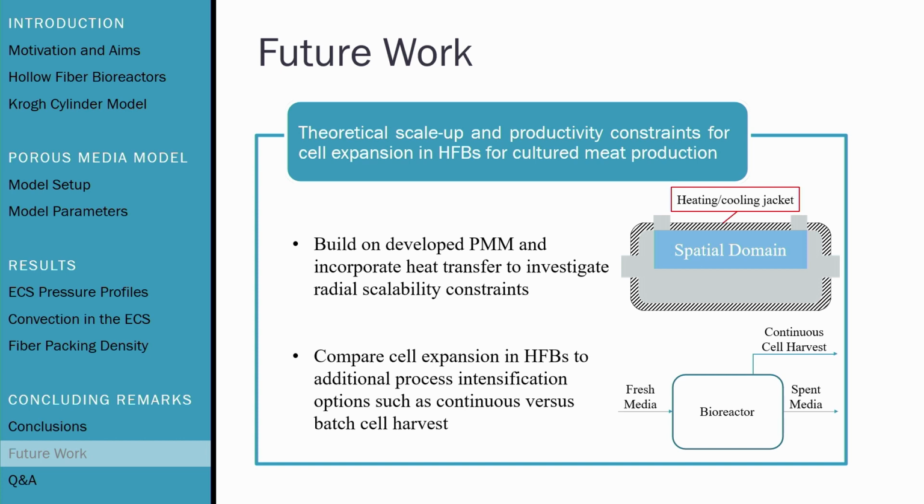Some future work in this area is that the porous media model can be used to investigate heat transfer and investigate radial scalability further, because this model is well equipped to look at radial scale-up and the impact on the effectiveness of heating or cooling jackets on the outside of the bioreactor. And finally, this work can also be used to compare the cell expansion in hollow fiber bioreactors to additional process intensification options, such as continuous versus batch cell harvest.